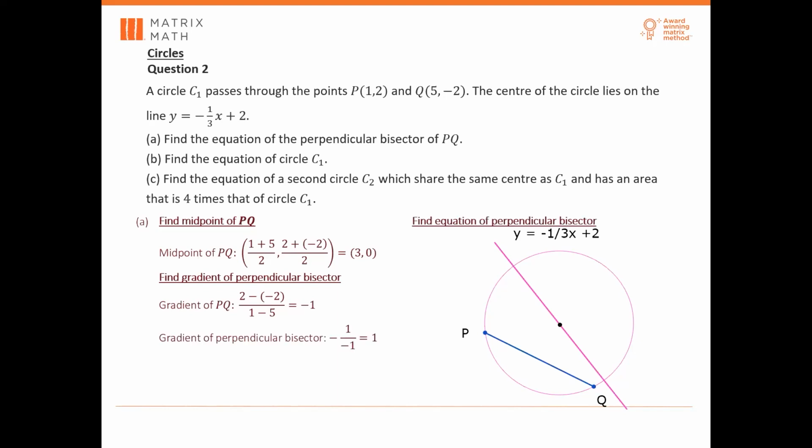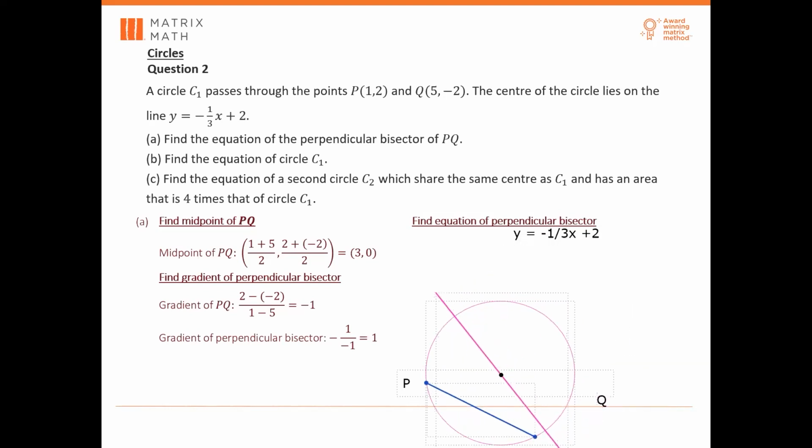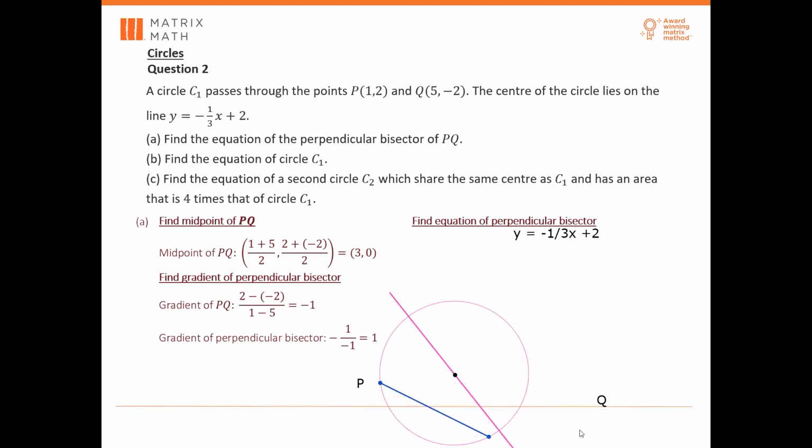Okay, so create an equation. This is going to overlap what I just drew. Just give me a moment. Try and shift as much as I can. Put the 3, 0 and the gradient 1 into the following equation, you'll get y equals x minus 3. So the perpendicular bisector will be y equals x minus 3.